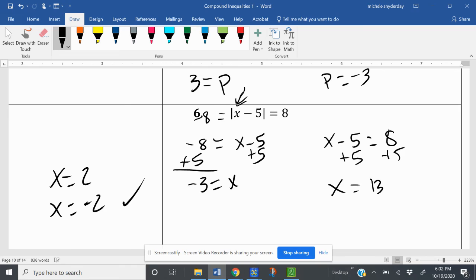Either way, once you take the absolute value of those numbers and do the math on the inside of absolute values, you would come out with a positive 8.